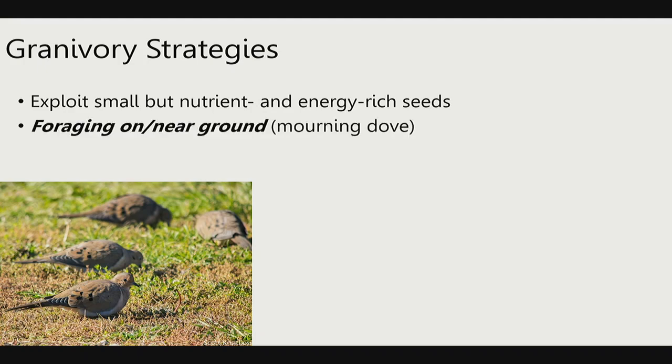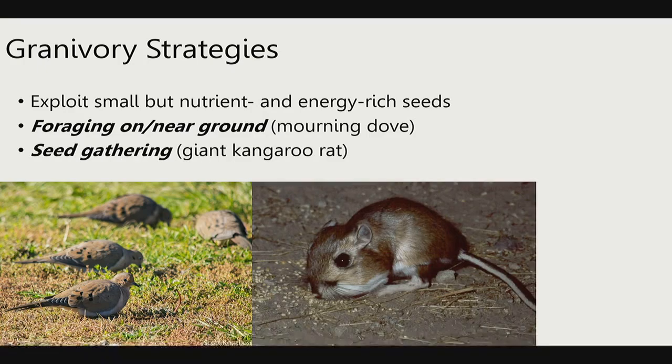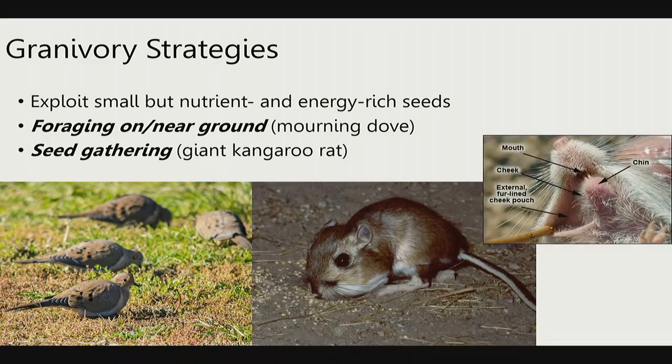So something like a mourning dove might forage right on the ground, take advantage of all the seed that falls off of the plant onto the surface of the earth. You might even get giant kangaroo rats, one of our California natives, that go around and forage and gather seeds together, sort of gather them all up when times are abundant to be able to store them.